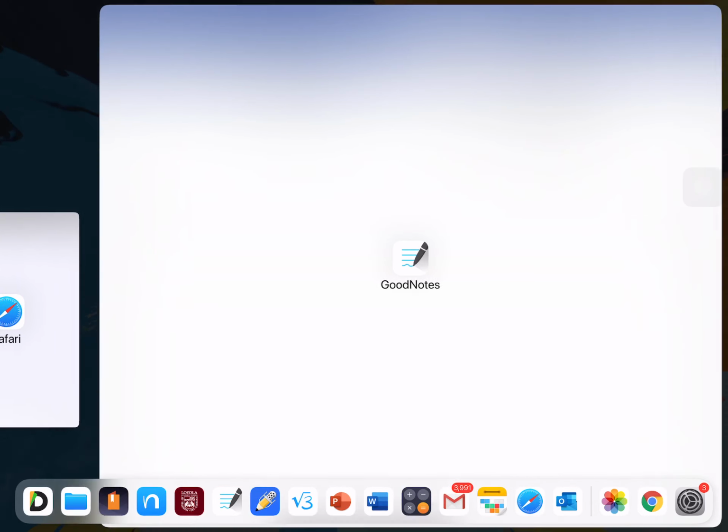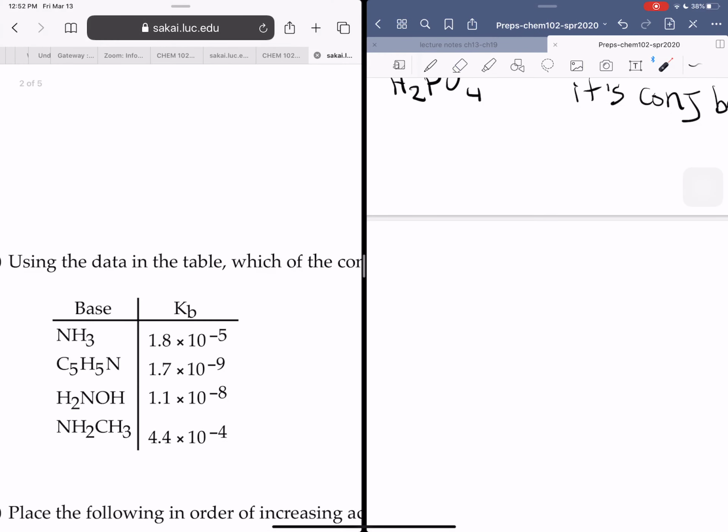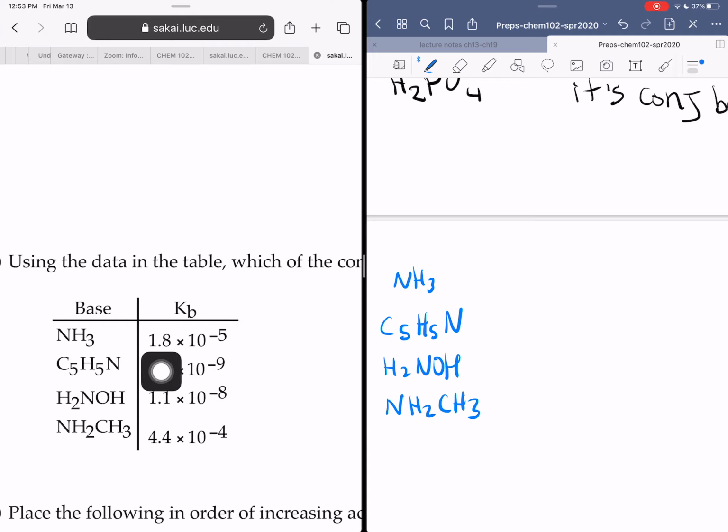And what I want to do is an example with you. So let's look at the following question. This question talks about different bases, so let's write these bases down. We have NH3, C5H5N, H2NOH, NH2CH3, and you are given different values of the Kb.